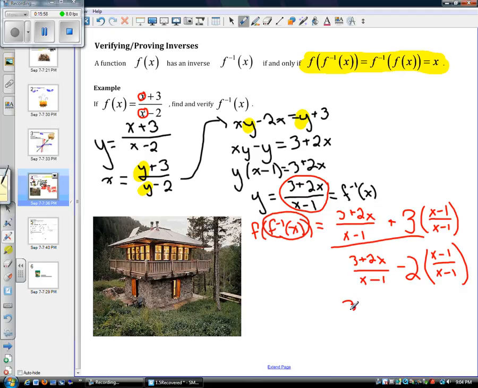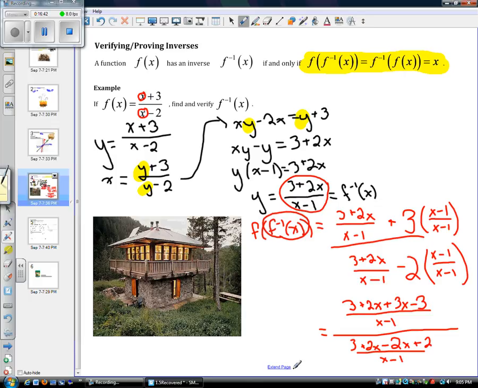So I get 3 plus 2x plus 3x minus 3. And I can already see that this is working out very nicely because I have 3 minus 3, which will give me 0. And then 5x, hopefully I'll have a 5 on the bottom and those will cancel out. So my common denominator of x minus 1, and then my big line, and then in the denominator I have 3 plus 2x minus 2x plus 2, over x minus 1.